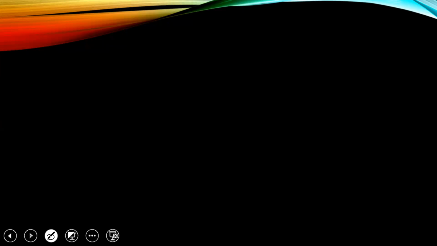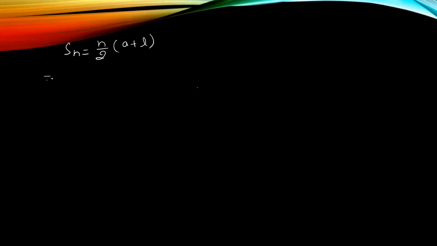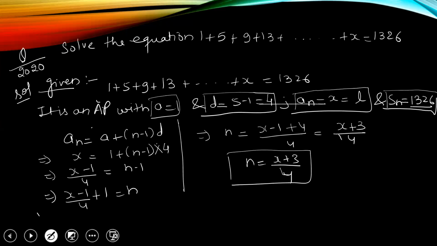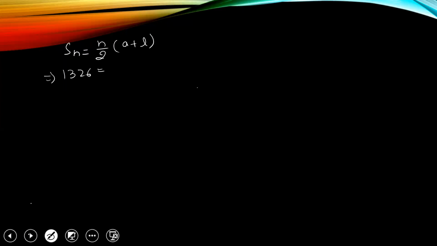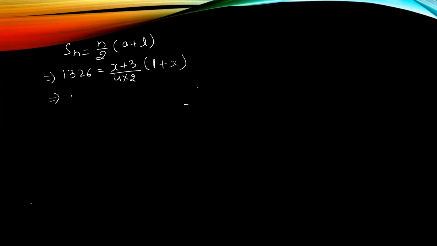Now, further, your sum of n terms is n by 2 times (a plus l), because we are aware of the last term. What is the sum of the n terms? It's 1326, as per the problem provided to us. What is the value of n that we just found out? It's (x plus 3) by 4. We're just putting it here: (x plus 3) by 4 into (2a, which is your first term, plus last term, which is x). So what will you get? 1326 is equal to (x plus 1)(x plus 3) over 8.